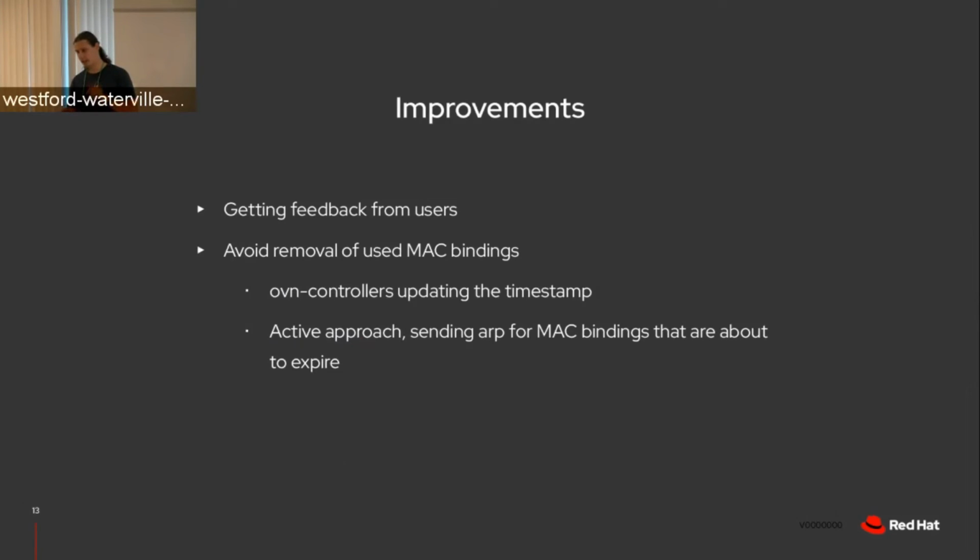We have also considered an active approach. So if we see that the MAC binding is about to expire, we could send ARP ourselves to see if the endpoint is still active and is still on the network, right? So those are some things that we have thought about, but still we need to hear from the users if it's useful and if it's useful in this form, right? So it might be the case that we don't have to do anything in addition, and it might be sufficient. I highly doubt that, but yeah, we still need the feedback for it.